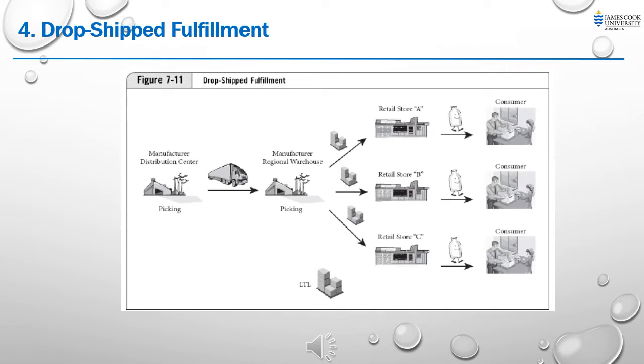Dropship fulfillment, also called direct store delivery, is where the vendor delivers directly to the retailer, bypassing the retailer's distribution networks. This basically works best for products that have a short life cycle. For example, milk, right? For products that have a shorter life cycle, this fulfillment model works the best.